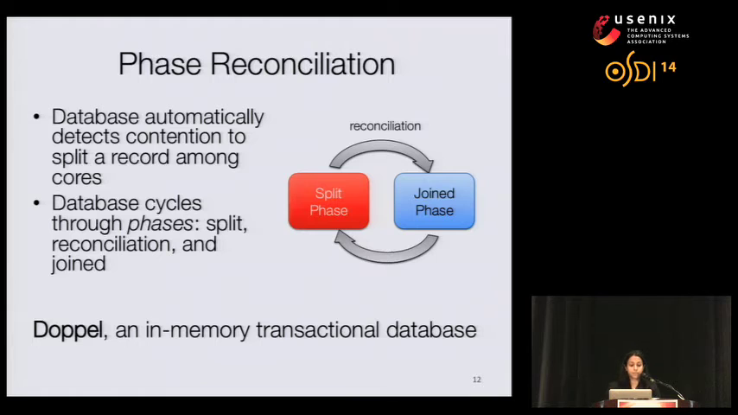We introduce a new technique to solve this challenge called phase reconciliation. So the idea behind phase reconciliation is that the database automatically detects contention on a record in order to split it among the cores. Once this happens, the database starts cycling through phases. We call them the split, reconciliation, and joined phases. In the split phase, writes to contended records are done per core. We then reconcile these writes so that in the joined phase, we can execute any combination of operations in any transaction using concurrency control. We've implemented this technique in Doppel, which is an in-memory key-value transactional database.